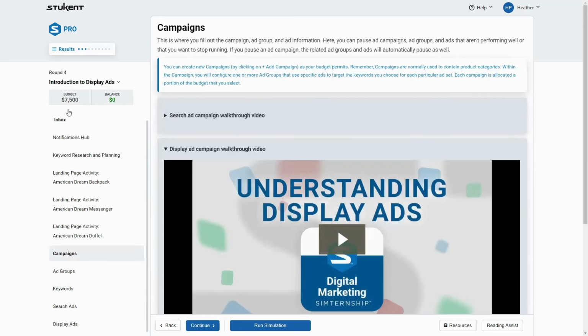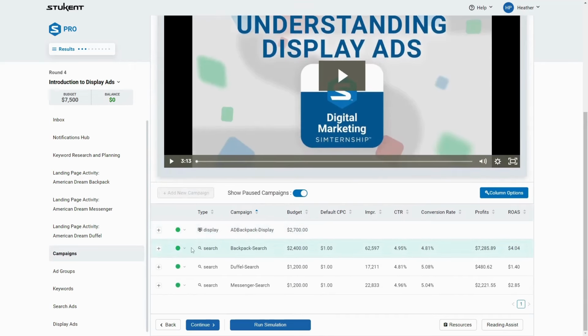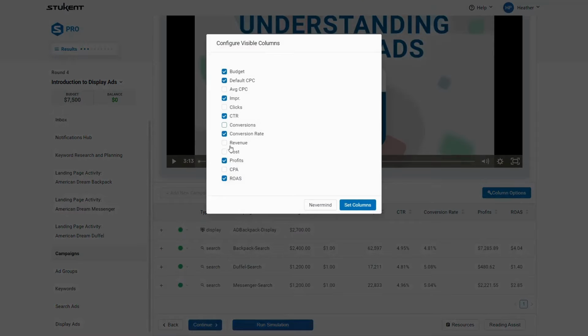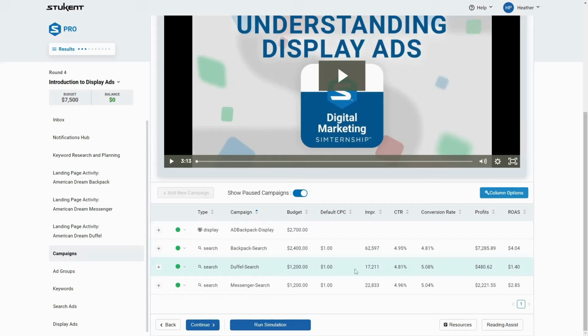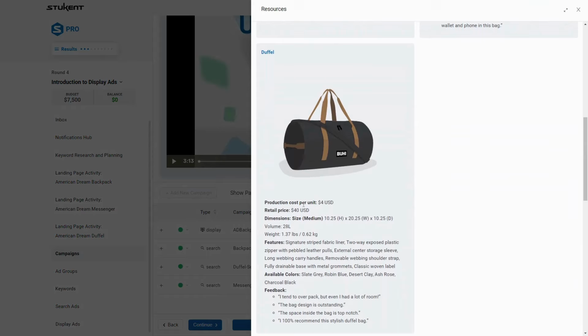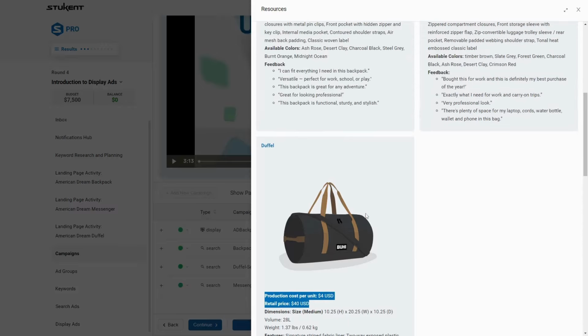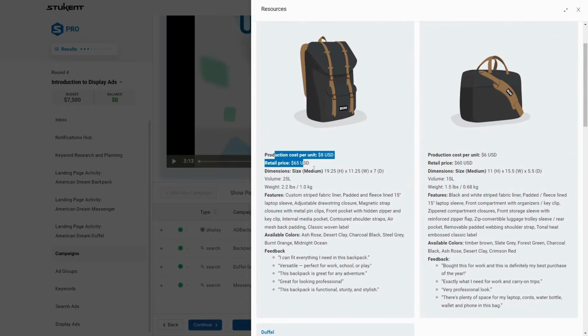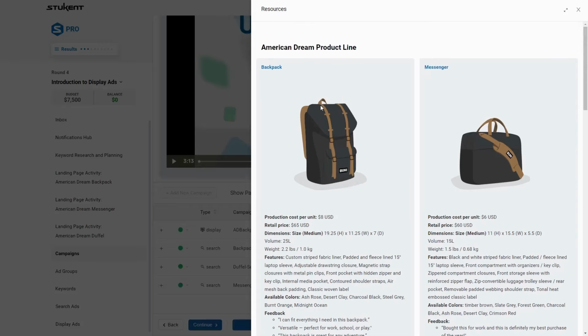Another thing you can do is allocate or reallocate your budget. So in your campaigns, you can also see which ones are performing better. And my duffel is performing the worst. I do have a conversion rate and I do have a relatively decent click-through rate, but my profits are just not as effective. And my return on investment is not working out for me. And if I look at the duffel, I can see perhaps why. And that is because of the retail price and the production cost per unit. This is about $36 in profit that I'm making compared to here where I'm making about $57. So I'm much more profitable to work on the backpack.